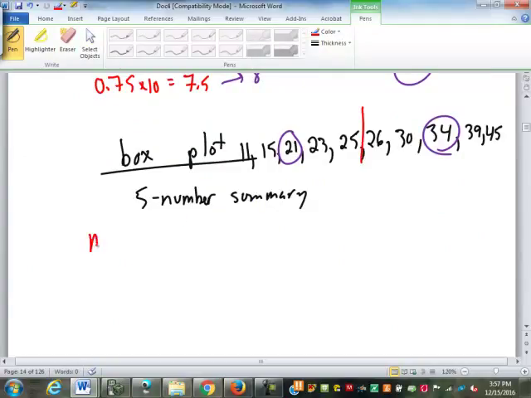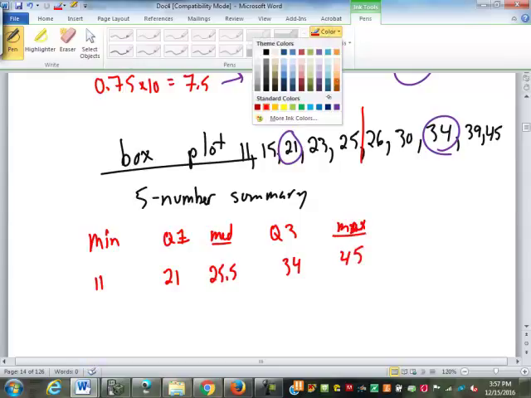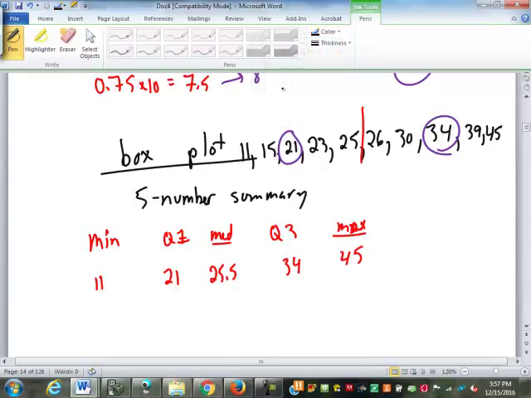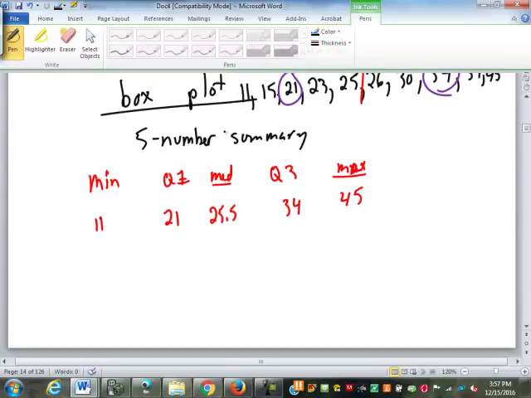We have the minimum, the smallest number, is 11. The first quartile, 21. The median, or the second quartile, is 25.5. Third quartile is 34. And the maximum, or the largest number, is the 45. And what that 5-number summary can be used for is making, like I said, that box plot.